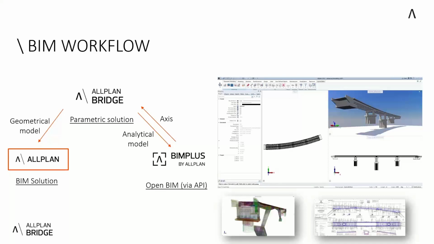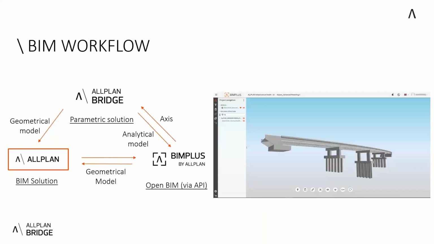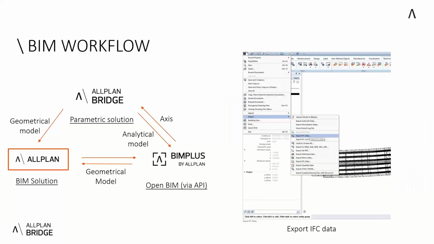So in our case, we have the geometrical model. So what we do is we send this geometrical model to BIM Plus in case we might want to share it with other stakeholders, because BIM Plus is free, so they can access it. Or you could also use BIM Plus and Allplan together when you have a collaborative workflow, collaborative teamwork. So in this case, you could also use it in that way.